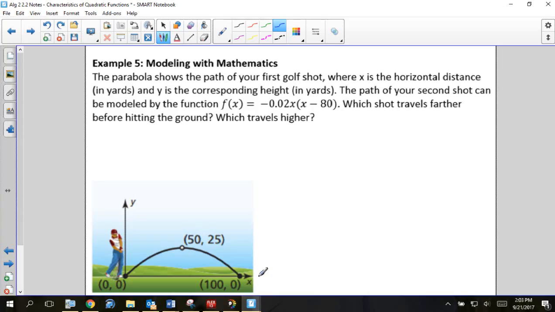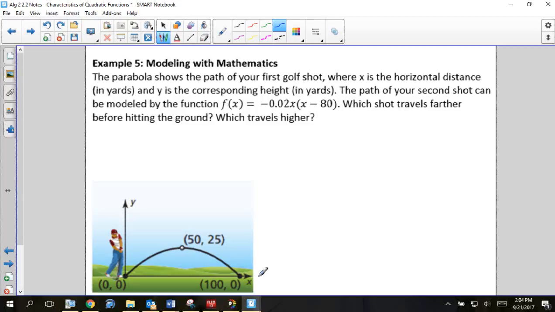Okay, so we have modeling with the quadratic equation. So you're at Topgolf, right? And the parabola shows the path of your first golf shot. X is the horizontal distance in yards, and Y is the corresponding height in yards. The path of your second shot can be modeled by the function f of x equals negative 0.02x multiplied by x minus 80. So there's your first shot as a graph, and your second one's an equation. You have to figure out which shot travels farther before hitting the ground and which shot travels higher.